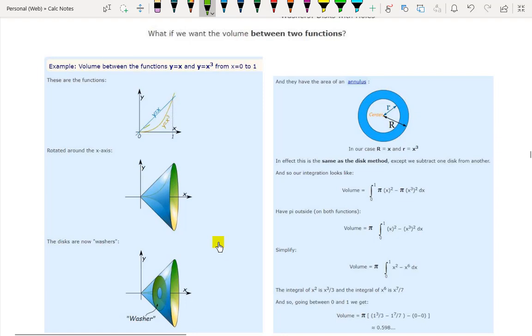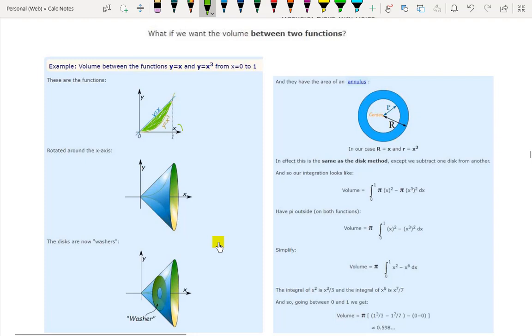So if I were to shade in this region in here, we talked about how to find the area between these two graphs, the upper minus the lower and that kind of thing. And so now we're going to talk about how to find the volume if we take that and spin it around the x-axis again.